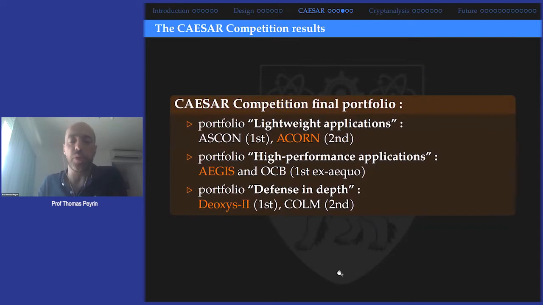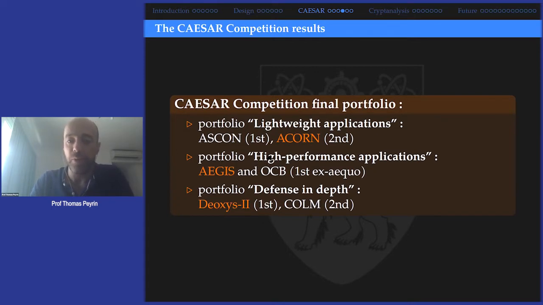So the final portfolio, the winners basically for the CAESAR competition, were as follows. You got three different groups. The first group is lightweight applications. Lightweight applications means cryptography for very small constrained devices, like RFID tags, for example. So very, very tiny devices that have small computing capabilities. The winner was Ascon, designed by a European team. And the second was ACORN. Actually ACORN was designed by NTU professor, Prof. Wu Hongjun. So we are very happy that NTU is a second place candidate in this portfolio.